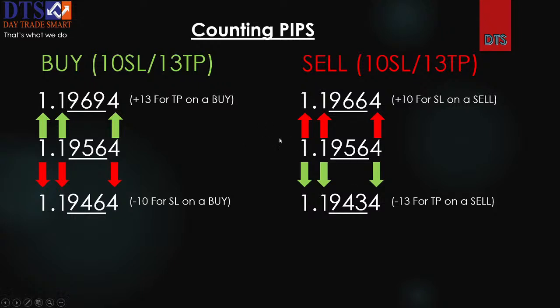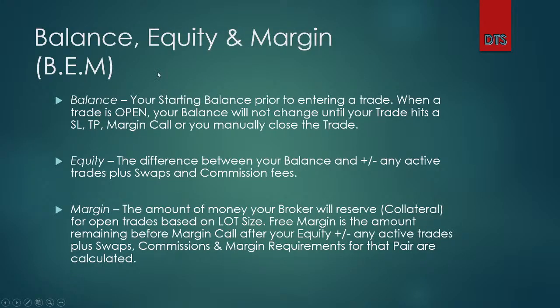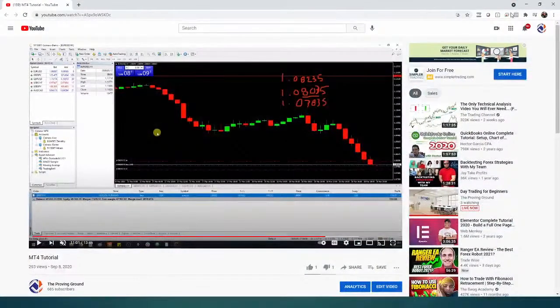Okay, so let's look at balance, equity, and margin. First, let's talk about balance. It's your starting balance prior to entering a trade. When a trade is open, your balance will not change until your trade hits a stop loss, take profit, margin call, or you manually close the trade. Those parameters that we drew in, you'll notice that our balance didn't change after we entered that trade. Our balance remained the same.